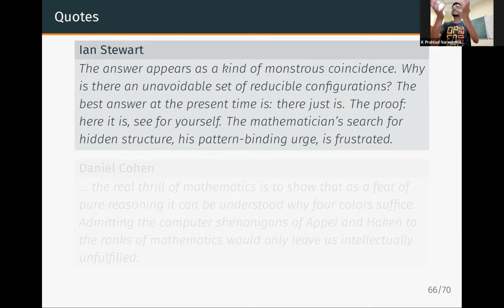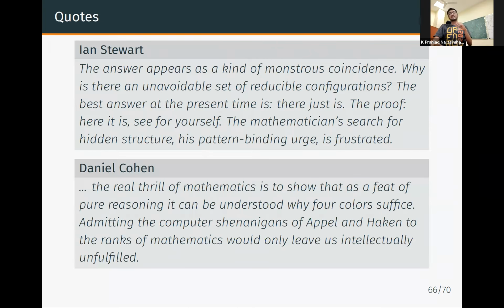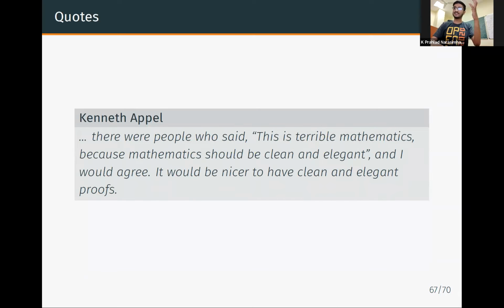okay, here they've been given an unavoidable set of reducible configurations. Why must this exist, right? Mathematicians search for structure, some nicety, and that doesn't exist. Some people were a little more forthcoming with their critique, essentially saying that all of this was shenanigans. Some computer nonsense was happening. What is this? So Appel himself admitted that this is not elegant, this is terrible mathematics. But then he went on to say that, oh, but it is what it is.